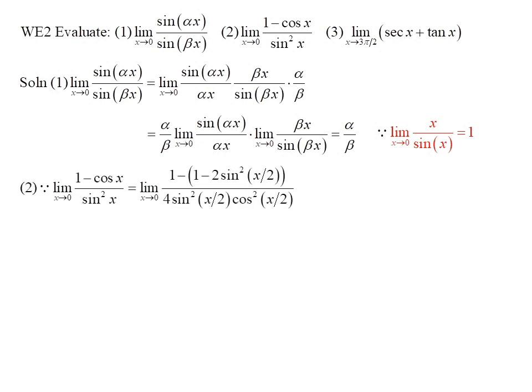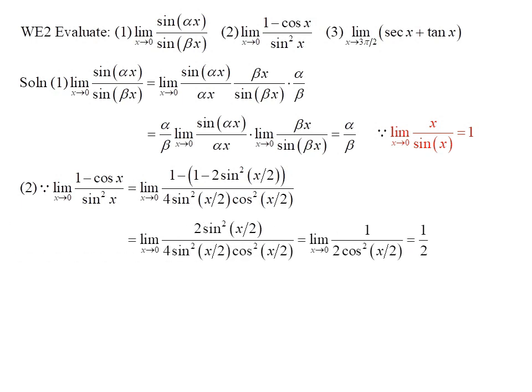As for the second question, according to the double angle formula of sine and cosine functions, we substitute cosine x by 1 minus 2 times the square of sine x over 2 and substitute the square of sine x by 4 times the square of sine x over 2 times the square of cosine x over 2. Hence, the limit in question 2 is simplified to the limit of 2 times the square of sine x over 2 over 4 times the product of the square of sine x over 2 and the square of cosine x over 2, which is simplified to 1 over 2.